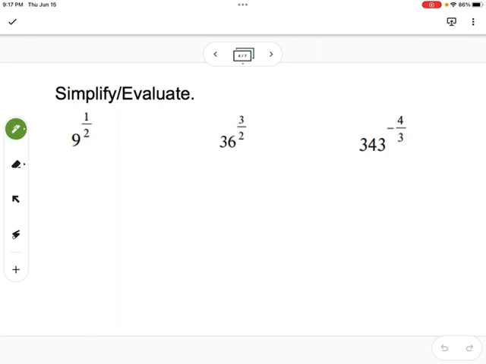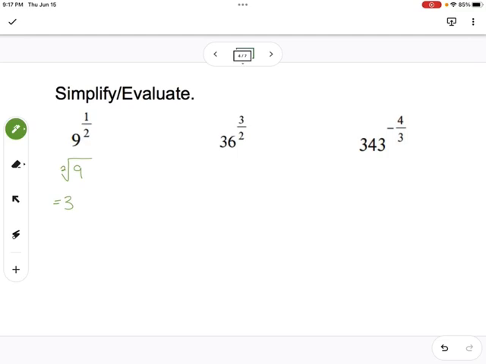So here we want to simplify and evaluate. This first one is 9 to the 1/2. This is the same as saying the square root of 9, which is 3.